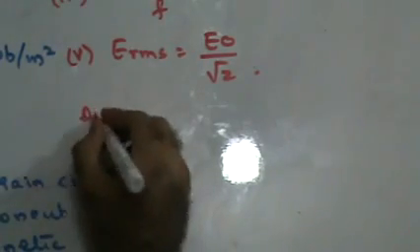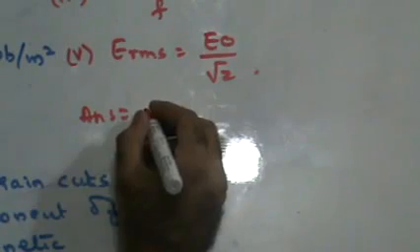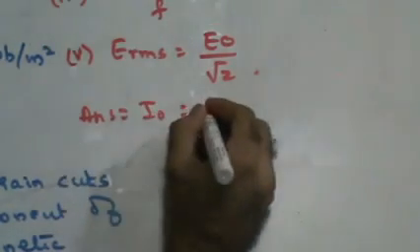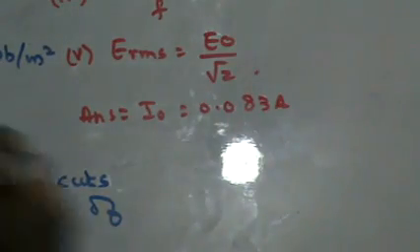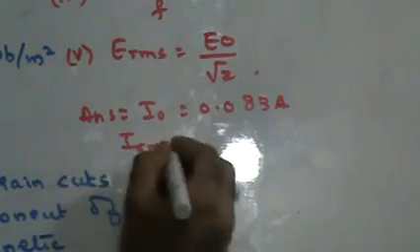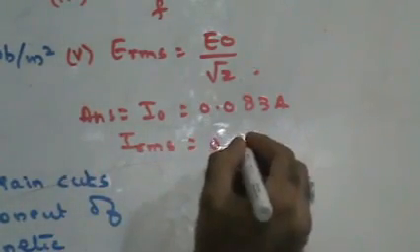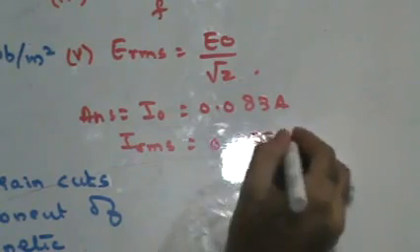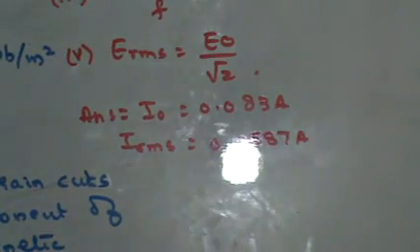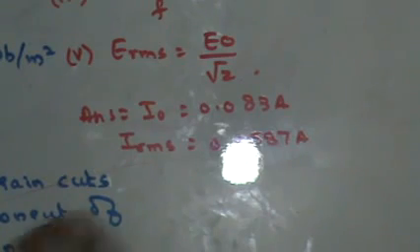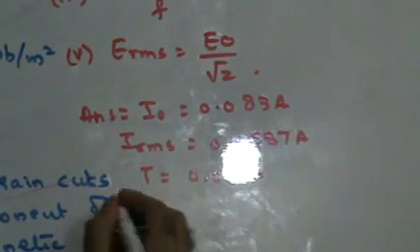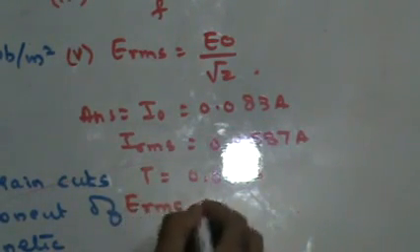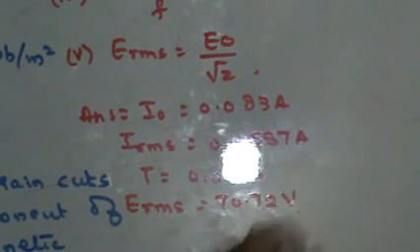The answers for this sum should be: I0 is going to be 0.083 amperes, IRMS is going to be 0.0587 amperes. Then frequency I've already found out. Time period should be 0.02 seconds, and ERMS is going to be 70.72 volts. Right? Take down the next one, please.